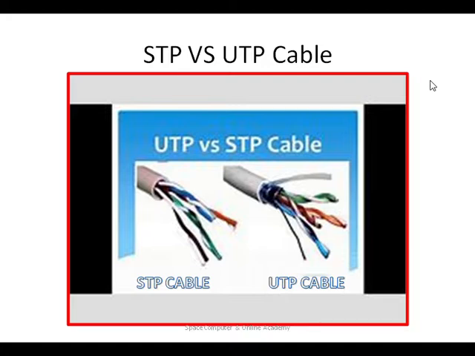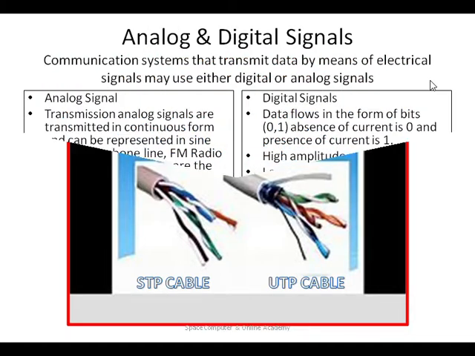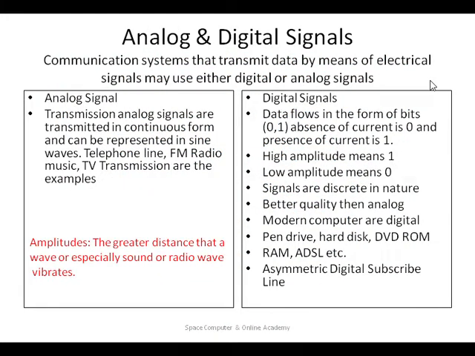STP versus UTP cable: shielded twisted pair versus unshielded twisted pair cable. Both you can see in the figure. They are compared by their capacity of working with the data communication system, analog and digital systems, which I have already told you about; you can see that in the previous sets.